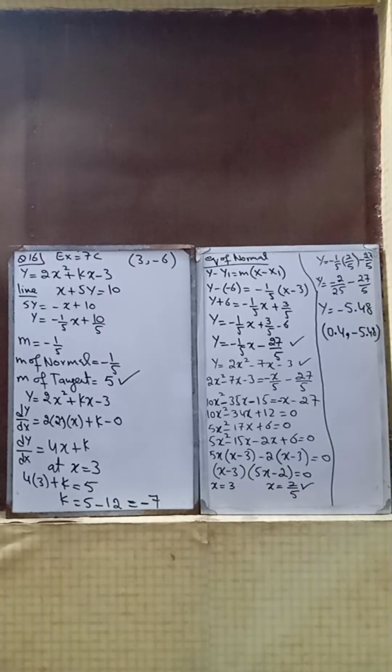The answers are correct. I have checked this answer. 0.4 comma minus 5.48 is the right answer, sir. That's in the book, and I hope that this is clear to you. You see, this was the 4th episode on the exercise 7C. This is the course book of the Pure Mathematics 1. This is AS and A levels Mathematics 9709. We are working on the solutions of the course book, and we are done with the exercise 7C. We have done each and every question of the exercise 7C.